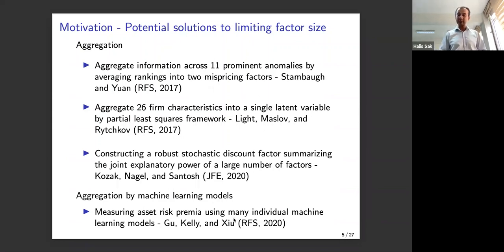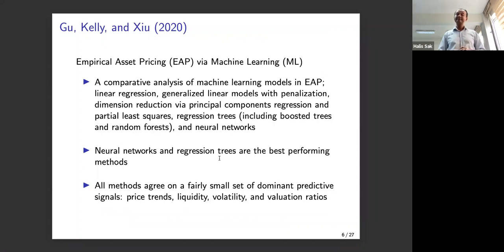And Dachang Xu is working for Chicago. I think he's in the statistics department. This paper is very close to what we do here. What they do is simply try to use all the machine learning models: linear regression, generalized linear models with penalization, dimension reduction, regression trees, and also neural networks. They use all these different models, and they simply check the forecast performance.